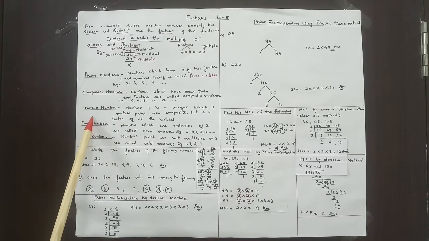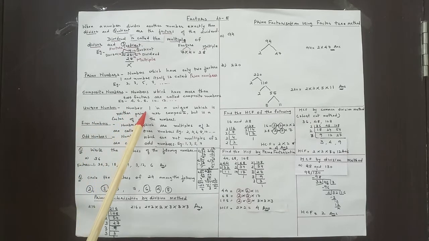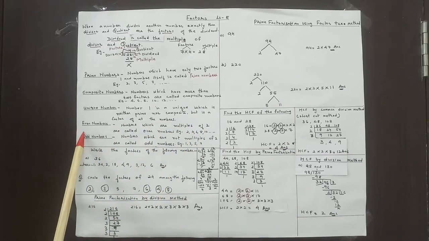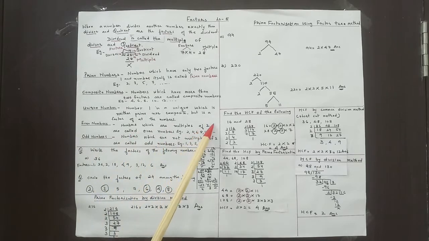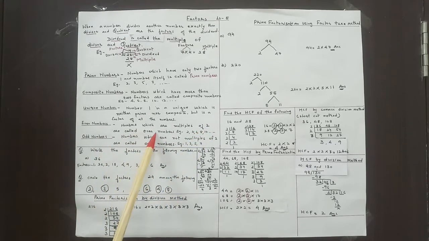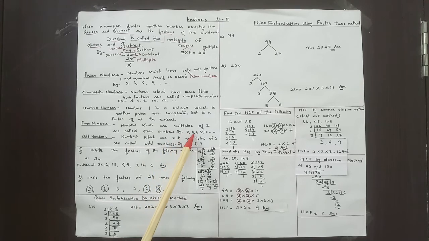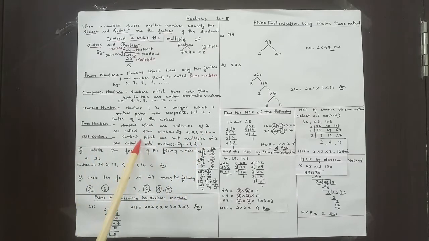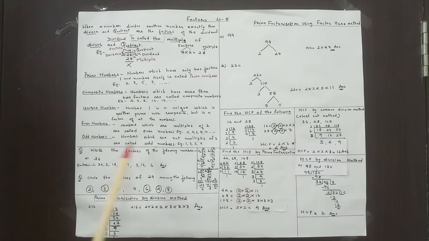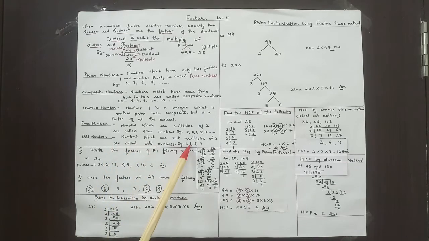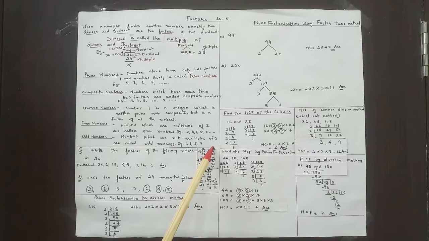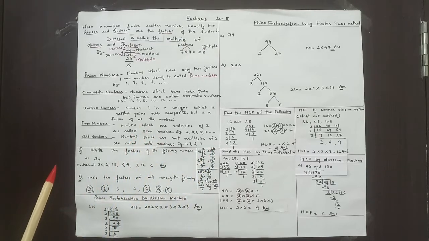Next is the unique number. Number 1 is a unique number, which is neither prime nor composite, but it is a factor of all numbers, even numbers. Numbers which are the multiples of 2 are called even numbers. Example: 2, 4, 6, 8 and 10. Odd numbers: numbers which are not multiples of 2 are called odd numbers. 1, 3, 5, 7. Now we will go to the questions.